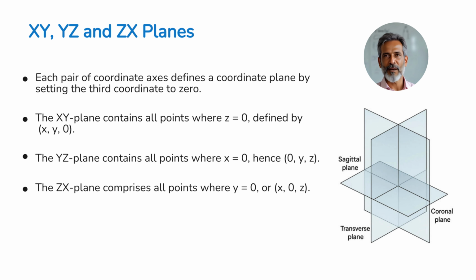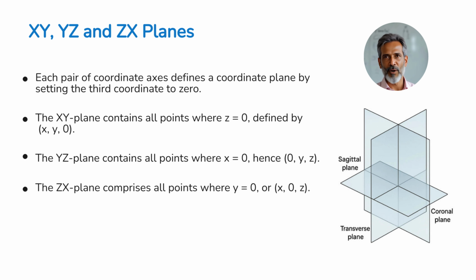Next is the yz plane, where the x coordinate is 0. Points here look like 0, y, z, so this plane extends forward, backward, and up, down. Finally, the zx plane holds the y coordinate at 0, so points here are x, 0, z. This plane covers left, right, and up, down directions. Visualizing these planes helps us understand how space is divided and how points relate to each reference plane. Think of these planes like flat floors, walls, and ceilings that slice through the 3D world.